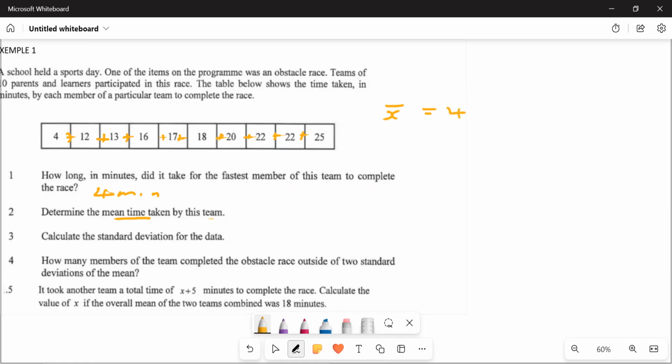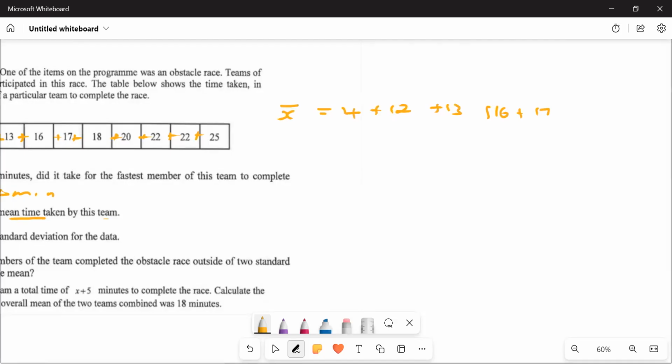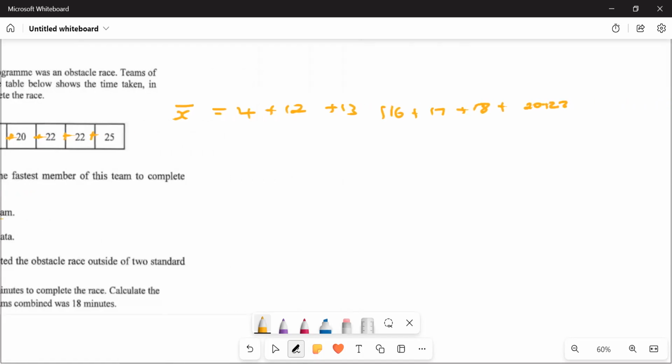So you have 4 plus 12, plus 13, plus 16, plus 17, plus 18, plus 18, plus 20, plus 22, plus 22, plus 25. This is going to be all over 10. If you type this in your calculator, you get 16.9. So the mean is going to be 16.9.